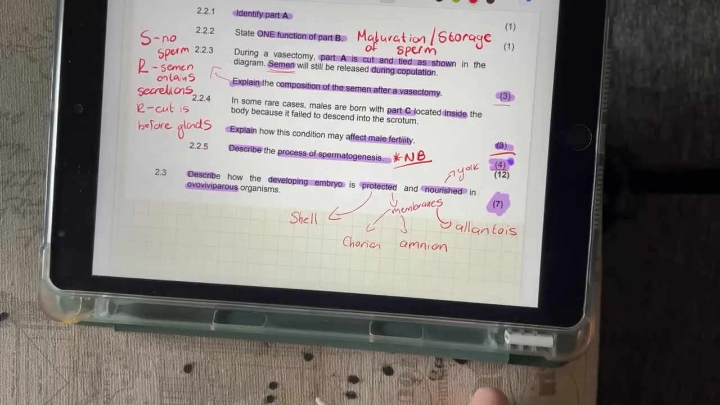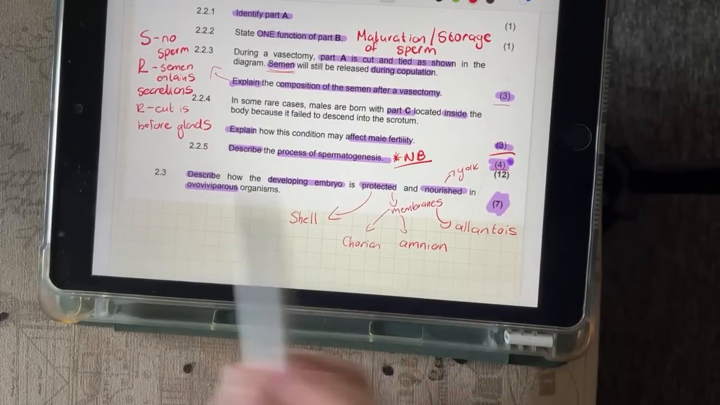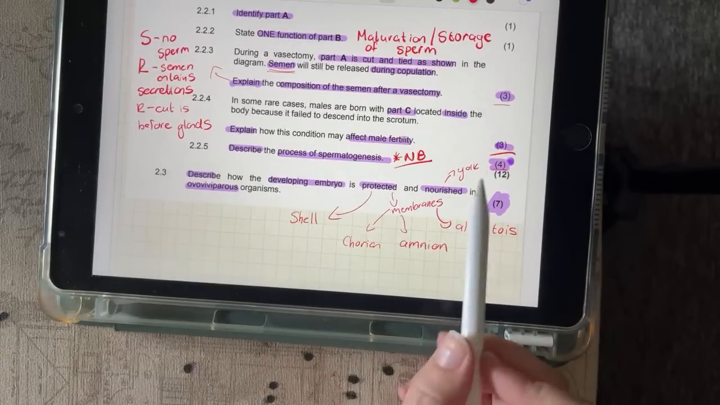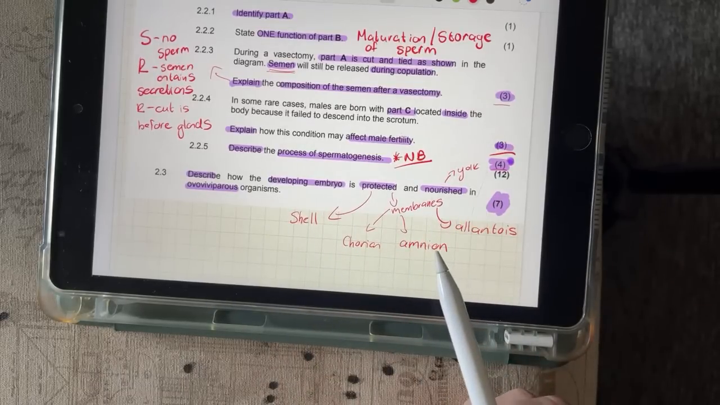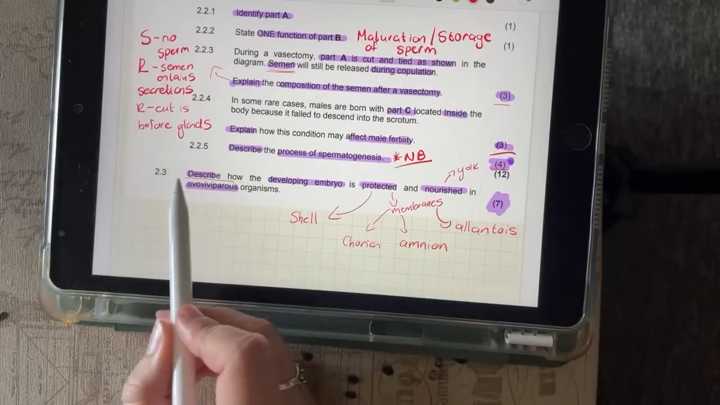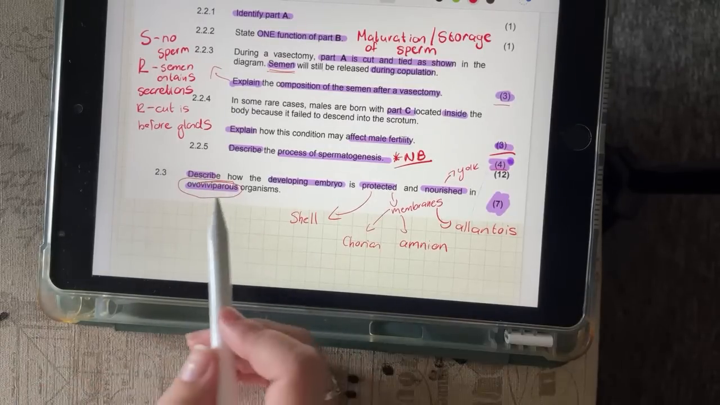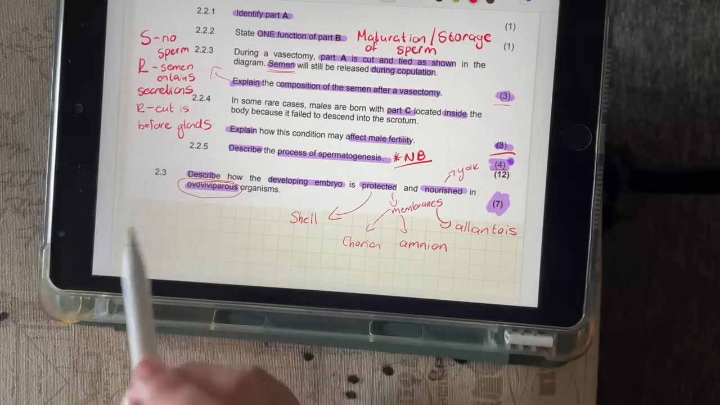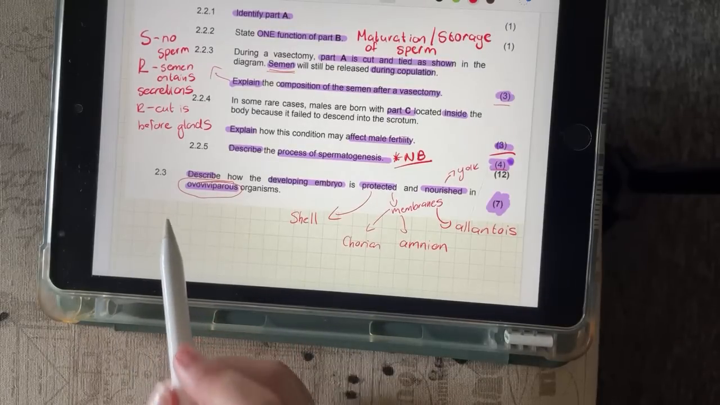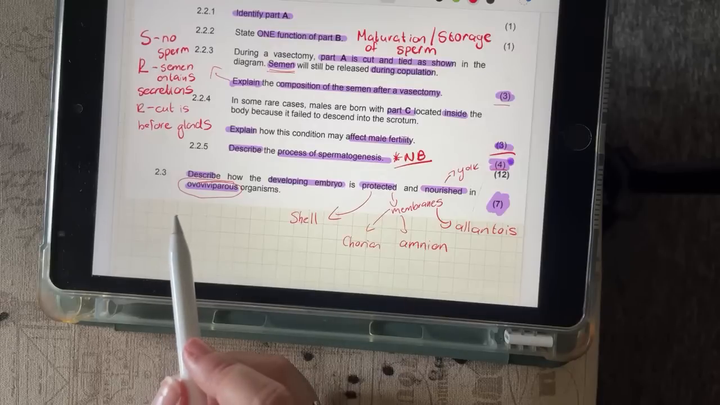But you know what's also interesting, everyone? If you read this too quickly, you're just going to talk about an egg. But this question says ovoviviparous, doesn't it? Doesn't that mean this is also inside a female? Which means there's another element to this answer.